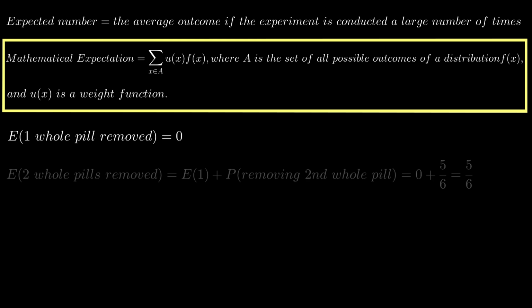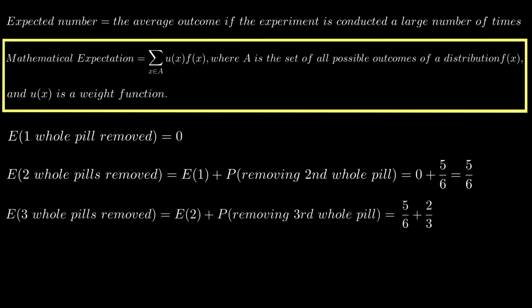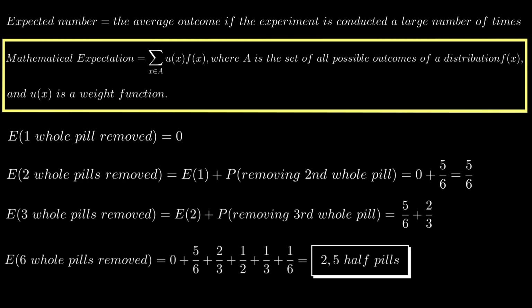After we've removed the second whole pill, then the expected number is the expected number after removing one whole pill plus the probability of removing the second whole pill, which is 0 plus 5/6, which is 5/6. What about the third whole pill? Again, it's the expected number of half pills in the jar after we've removed 2 whole pills, plus the probability of removing the third whole pill, which is 5/6 plus 2/3, which is 1.5 half pills. And so we use this reasoning for all the 6 whole pills, and we get the expected number of half pills after we've removed all 6 whole pills: 5/6 plus 2/3 plus 1/2 plus 1/3 plus 1/6. And that is 2.5 half pills expected to be in the jar.